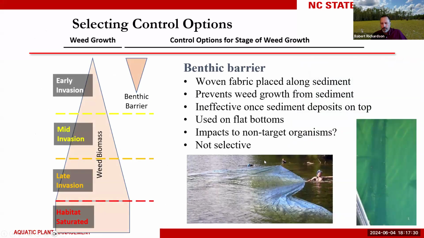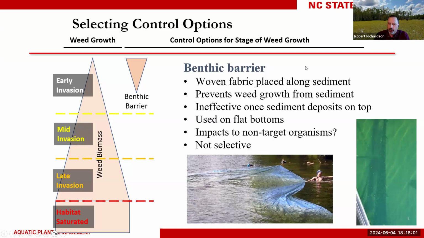Now, there are other things like benthic barriers. In the bottom middle, you've got a plastic with holes in it that they're pulling across. On the right is kind of a burlap material that they're using in New Zealand. So these materials can prevent weed growth, weeds coming up from the sediment. They won't be very effective once you get sediment on top of them. And if you have gaps like in the right, you can see a seam in between two layers of fabric, and that's all full of weeds right there in the middle.